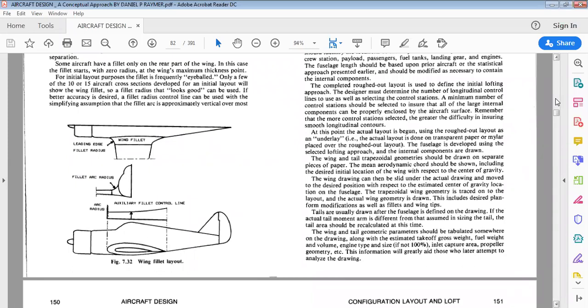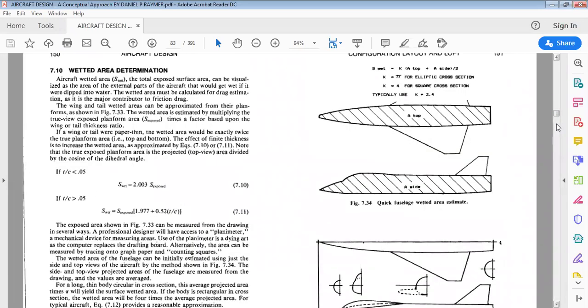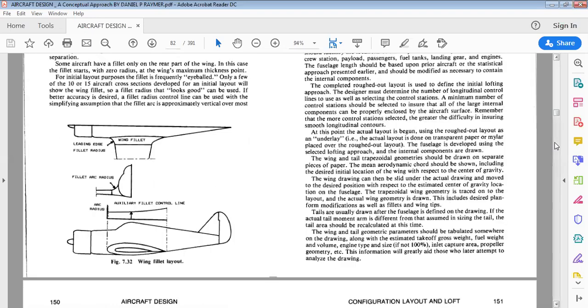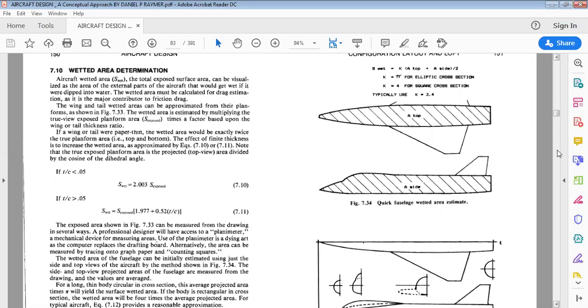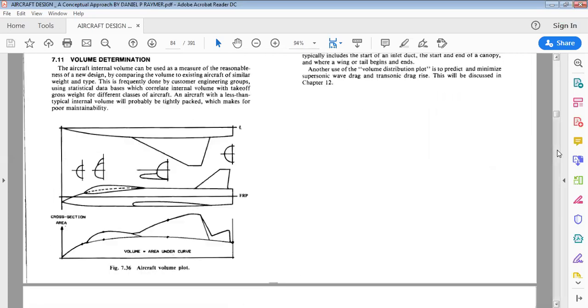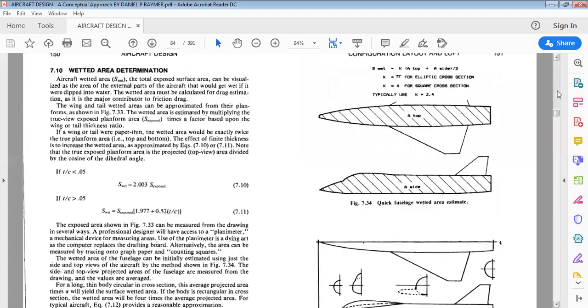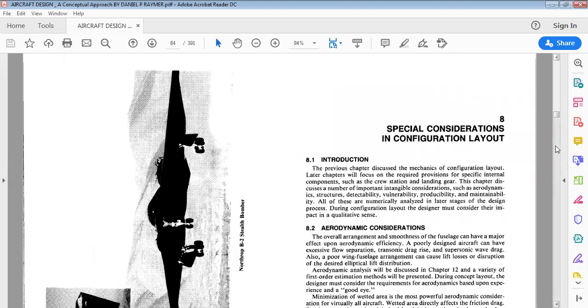What is lofting? Lofting is a mathematical modeling of the outer skin of an aircraft. It is called lofting, right? After this, we saw the different types of determinations, such as the wetted area determination. These are called aircraft layout procedures. What are those called? Aircraft layout procedures using wetted area determination. Next we saw volume determination, and we looked into different types of plots also. So let us discuss special considerations in a configuration layout.